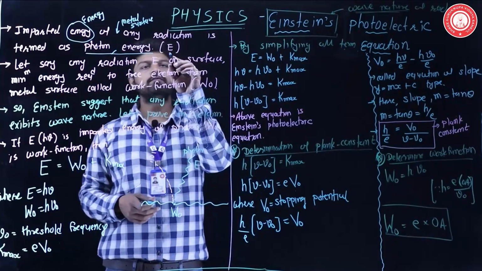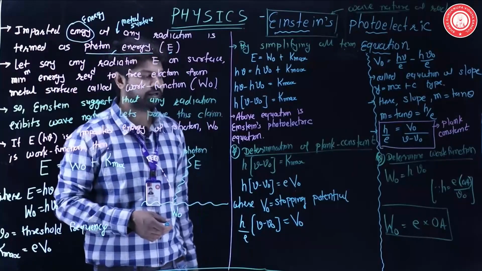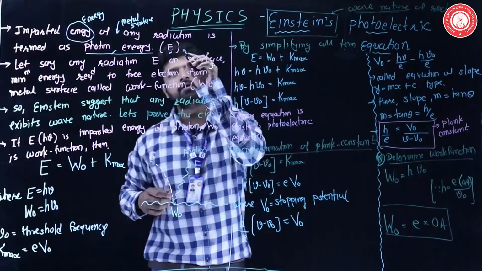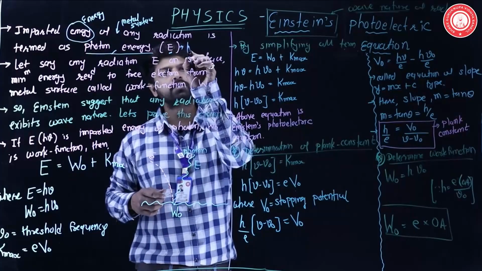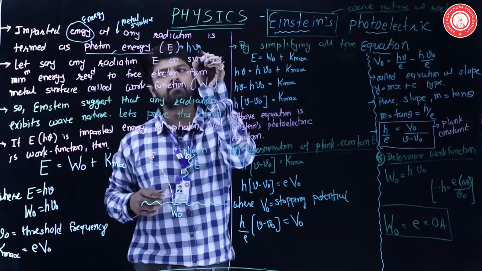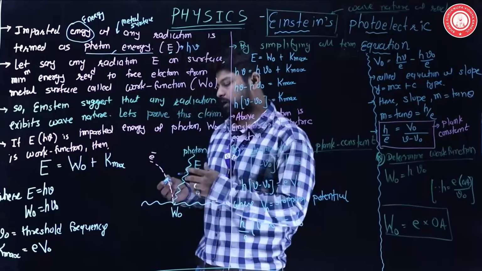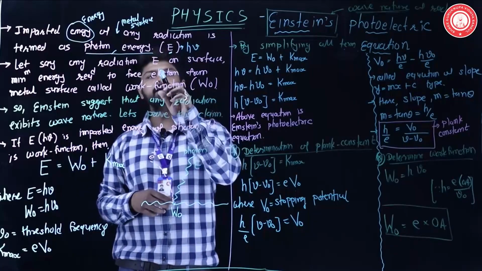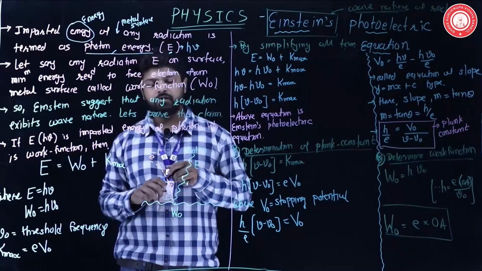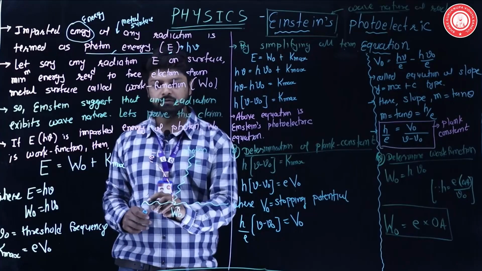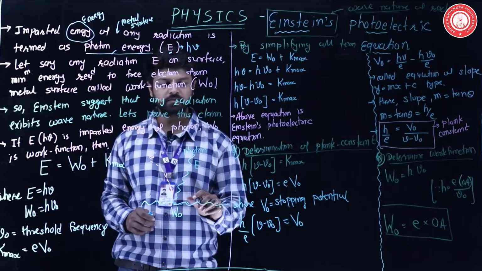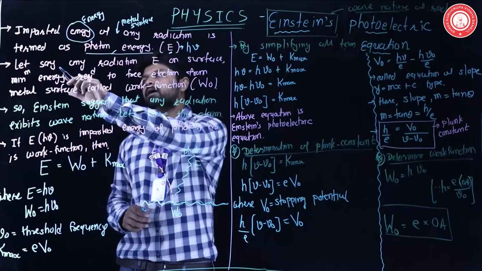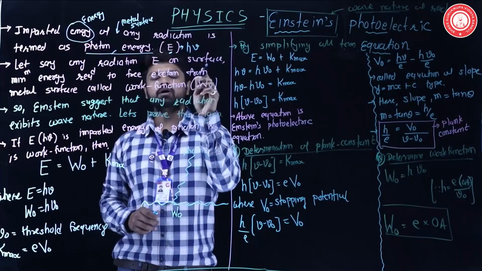We would like to briefly notice this E over here. As you can see, energy always relates with Planck constant small h and frequency v. So, next topic: any radiation E on surface. You can see over here, I have drawn one figure to explain the whole phenomenon. Any radiation E on surface.